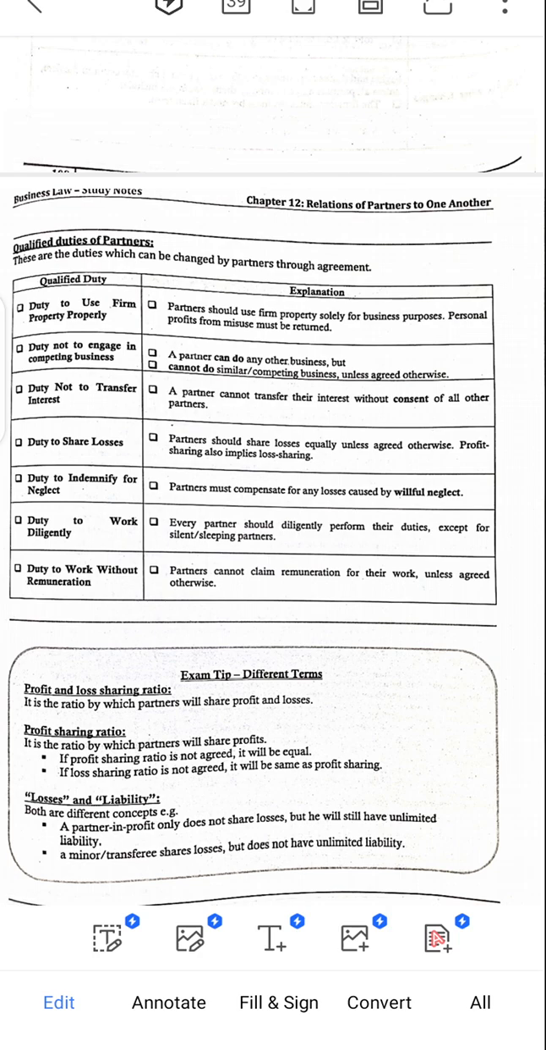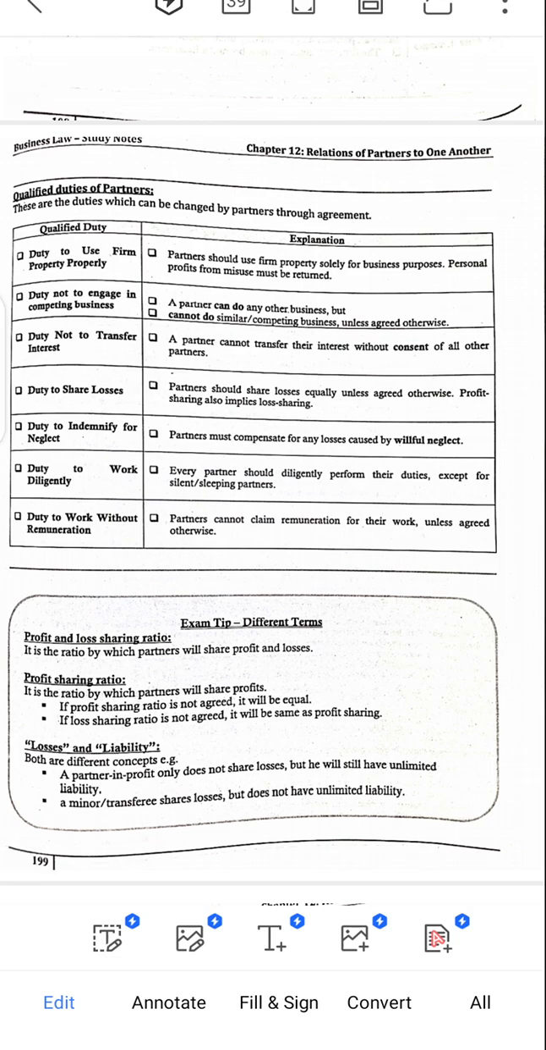Then the duty not to transfer interest, so they will not transfer the interest to a third party or another person who will act on behalf of the partner. Then the duty to share losses: all the partners have to share the losses. And then the duty regarding neglect: partners must compensate for any losses caused by willful neglect, anything neglected knowingly. If they neglect anything, then they will compensate for losses.